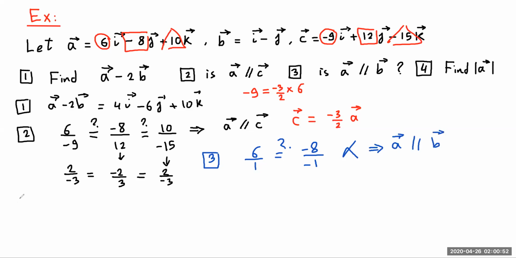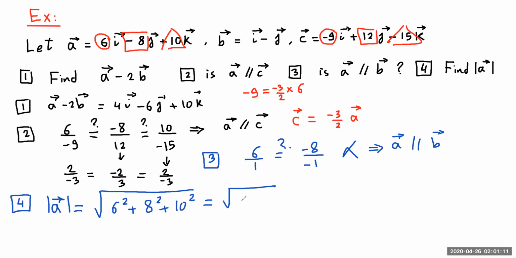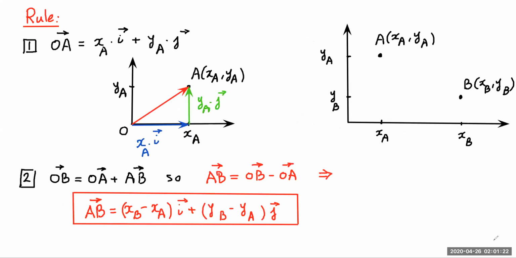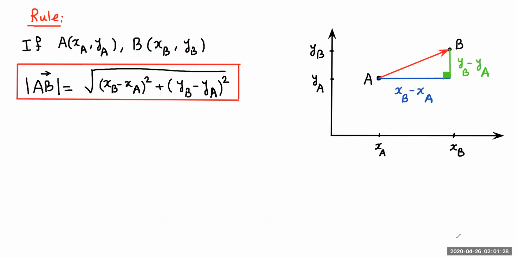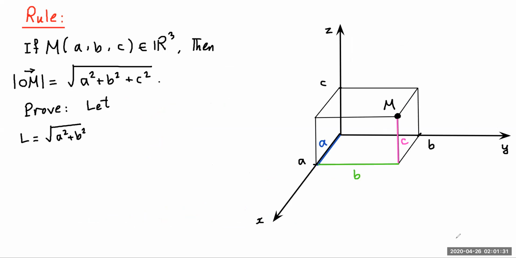Question number 4. What is the length of the vector A? The length of the vector A will be root of 6 squared plus -8 squared plus 10 squared. So it will be root of 200. Okay, why is this formula correct? We will see this after this rule in the following rule here.